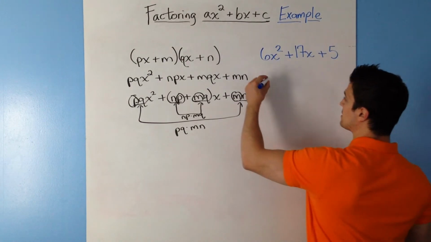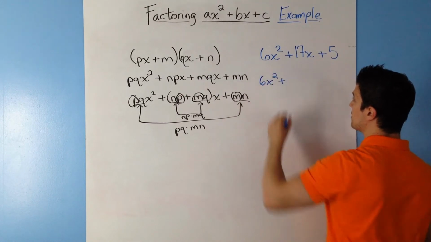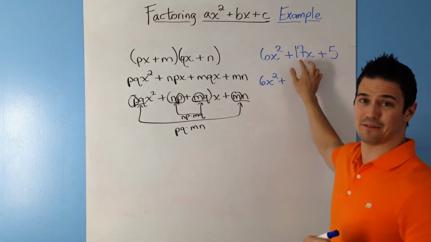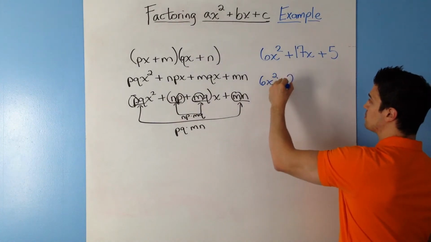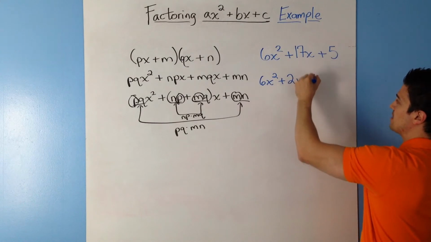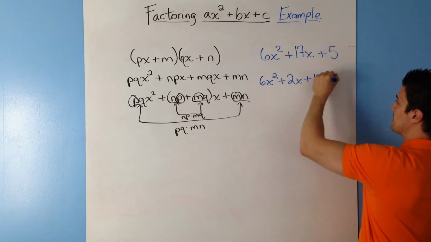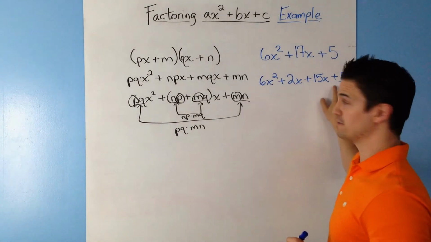So an easy way to write it down would be to write this 6x squared plus, now it's going to be 2x and 15x to represent this 17x. What I'm going to do is put the 2x on the same side as the 6 and the 15x on the same side as the 5 because they have common factors. Here are the 2 with the 6 and the 15 and the 5.